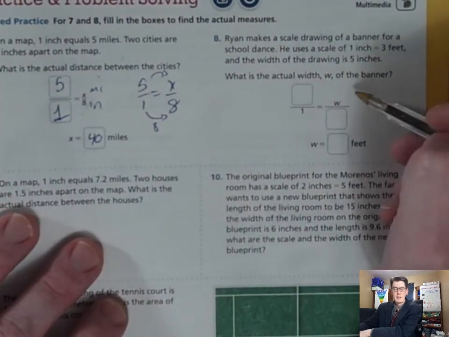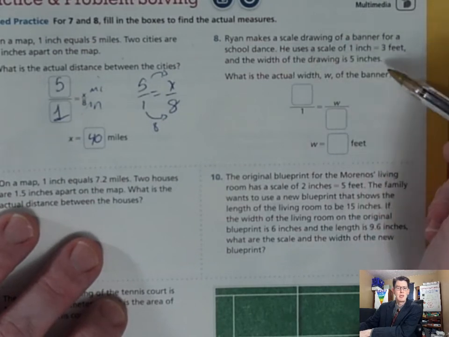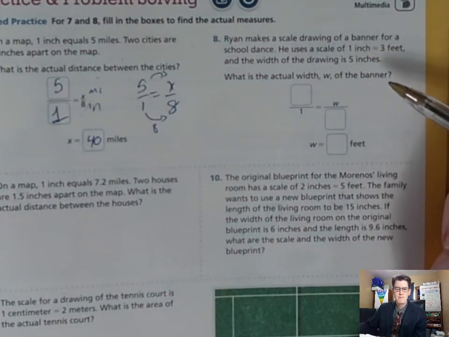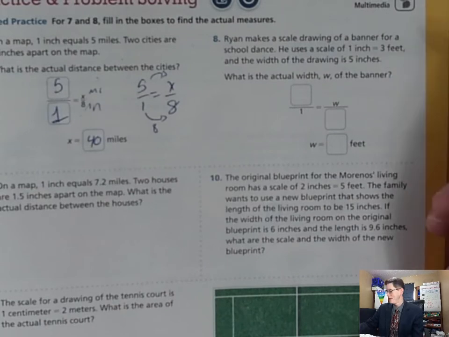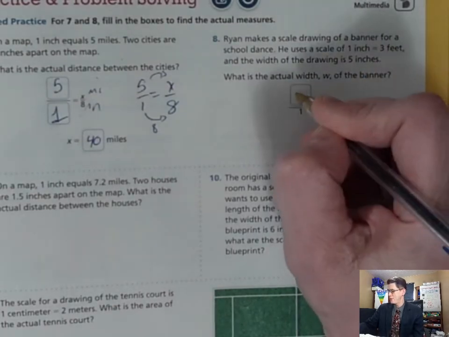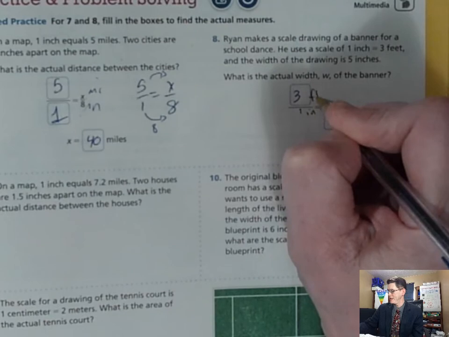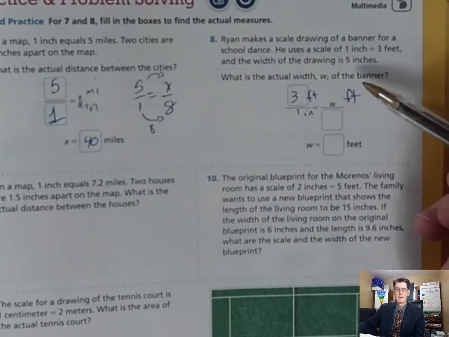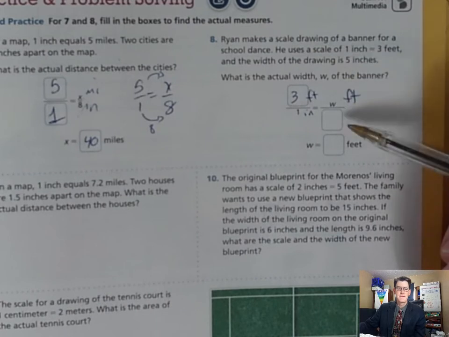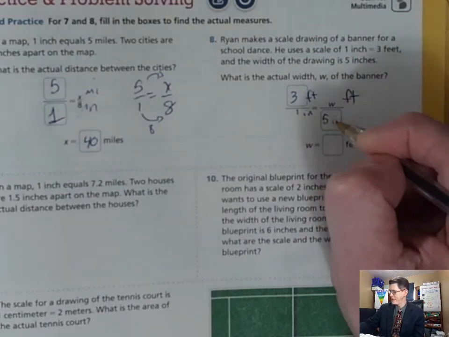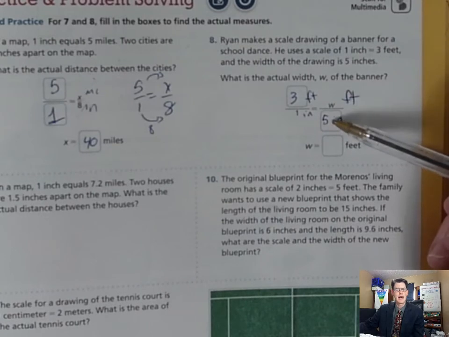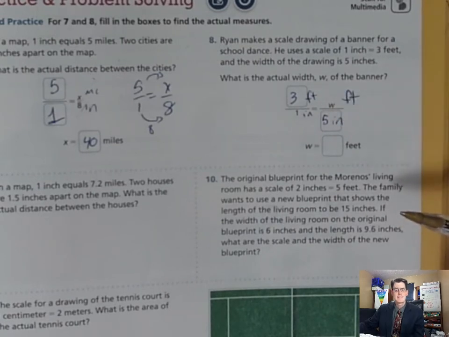Same thing here. They've given you the information on the banner. You can hit pause if you want and try to work this through. Okay, having done that, the 1 inch, and we have 3 feet, inch and feet. So what's the actual feet, if the width on the drawing is 5 inches? So we've got it written down: 3 is to 1 as what is to 5. Solve it the way you want.